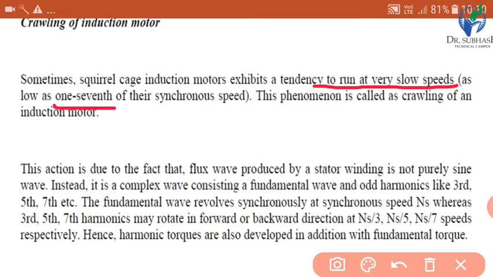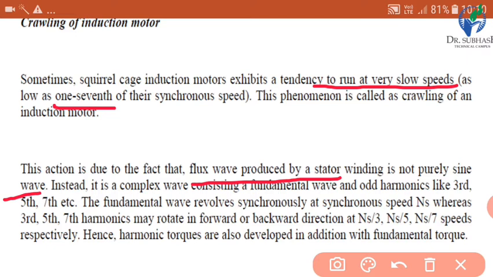It means there are no other problems. Only the motor will run at 1/7 of its synchronous speed. Now the question is how it is possible and what are the causes of this. So let us see. This action is due to the fact that the flux wave produced by a rotor winding is not a purely sine wave.